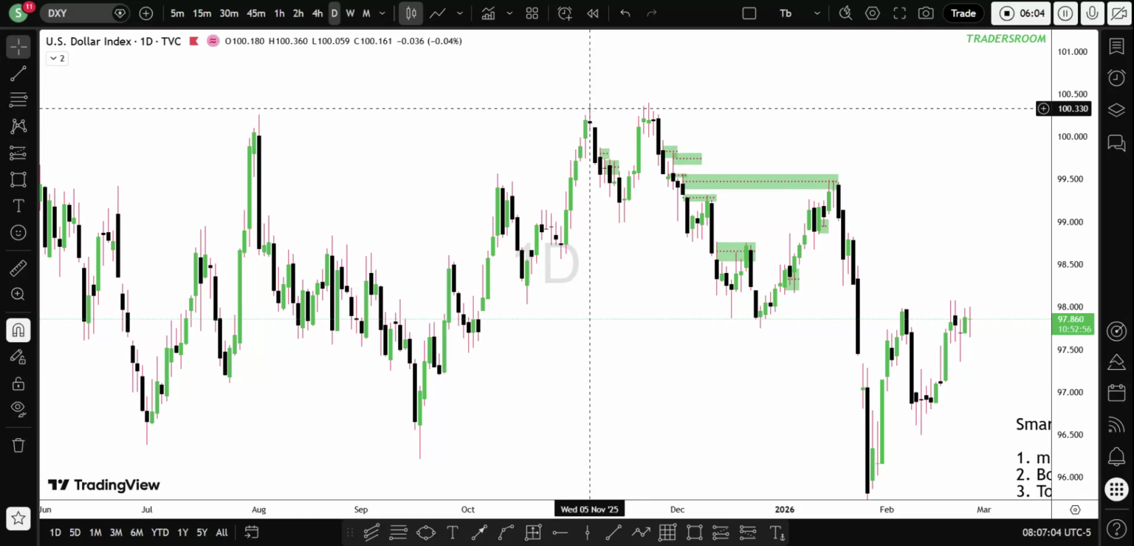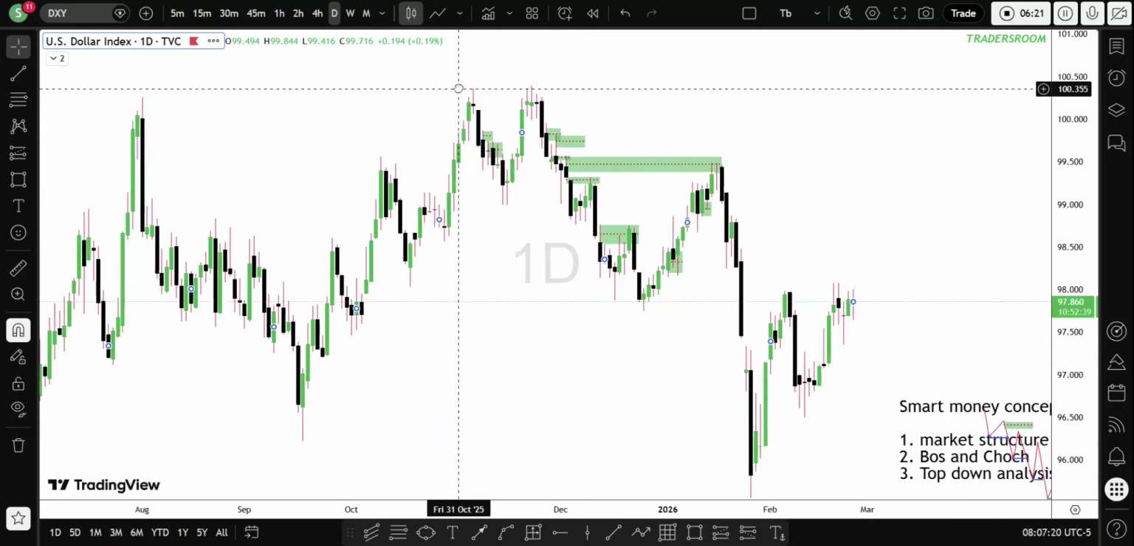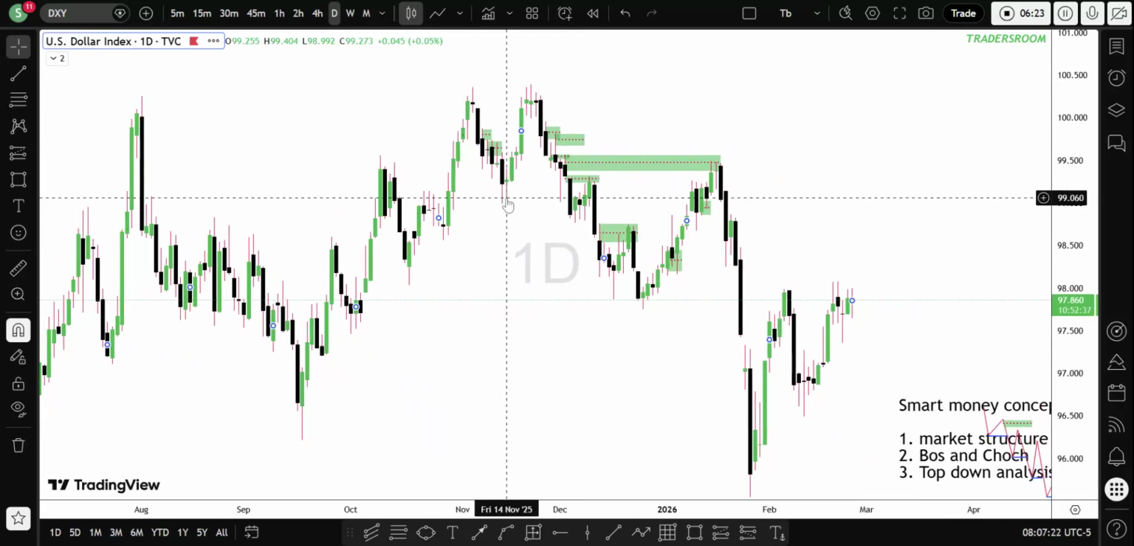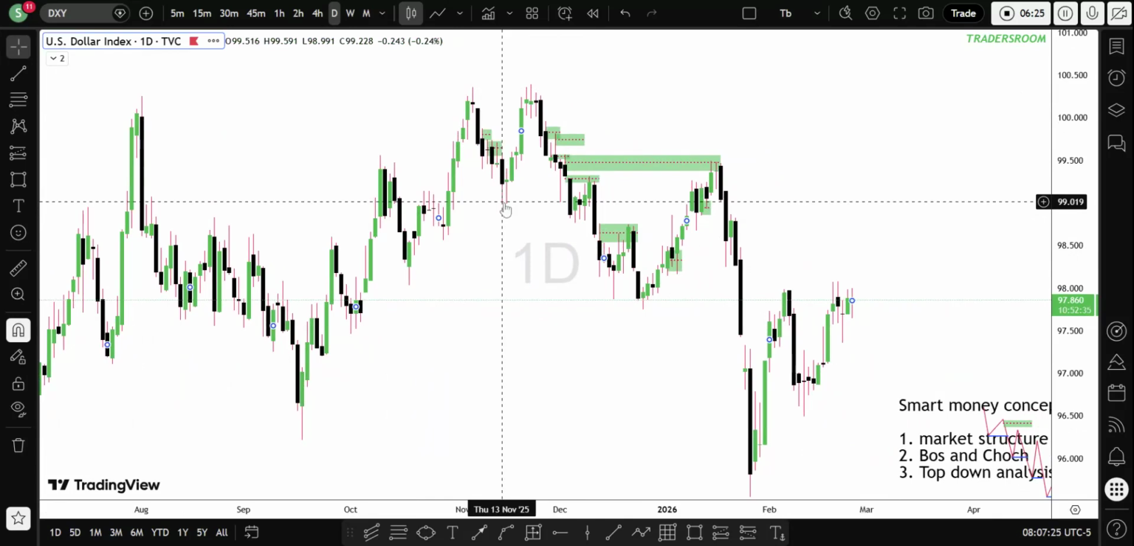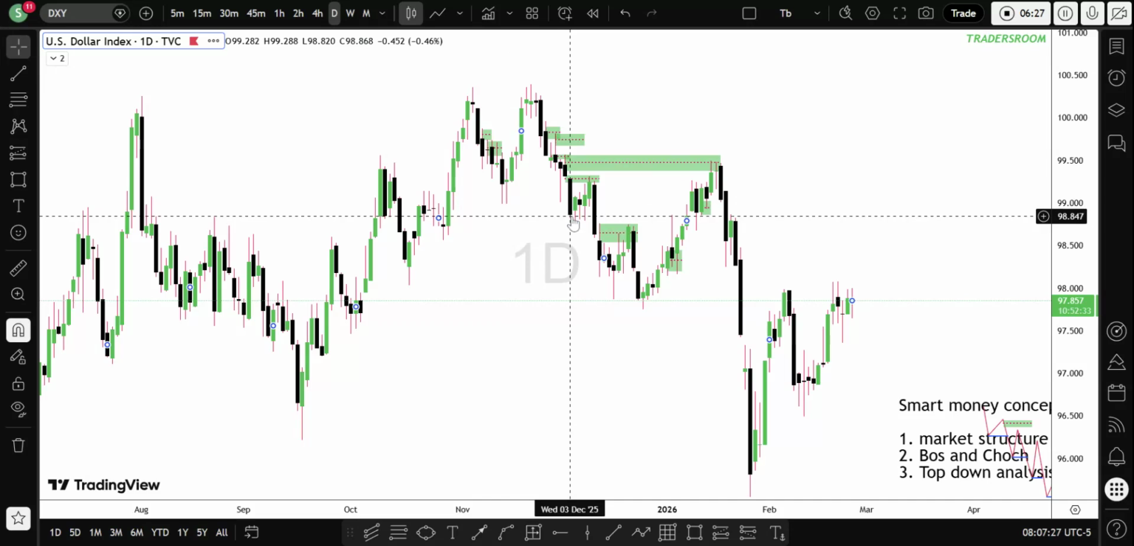Don't forget, price should break with body before you consider that as a break of structure. But once it doesn't break with body, then you consider it as a liquidity sweep. So this was a liquidity sweep, not a break of structure. So after that, what happened? Price broke the last low here. You can see the last low was broken here. It closed the body.